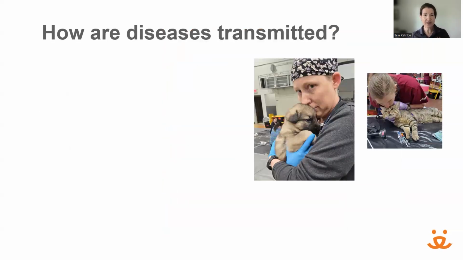All right, so how are diseases transmitted? So first is going to be direct contact. This one everybody's pretty familiar with. This is a sick puppy comes into contact with a healthy puppy, and that healthy puppy gets parvo from that sick one.